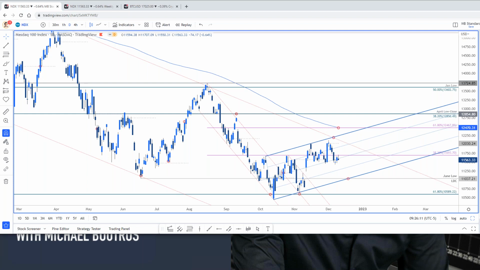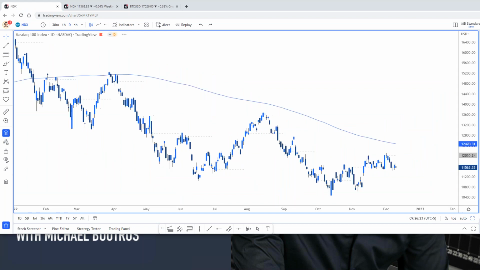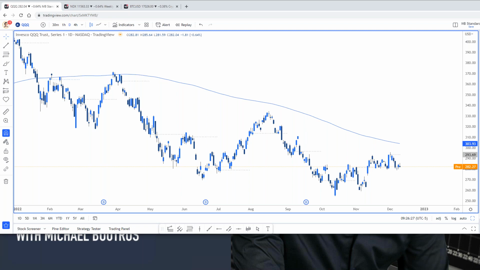Are the QQQ the same as this? They should be more or less, Ted. The closes and the opens might be a little different, but it should be pretty similar. Pretty similar, yeah.